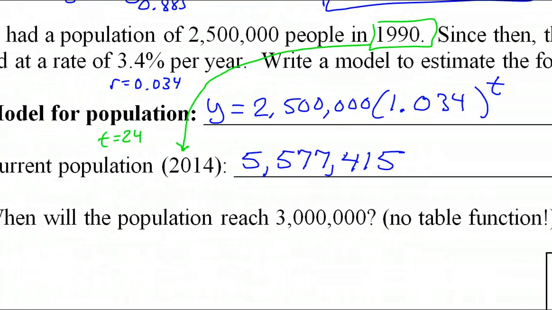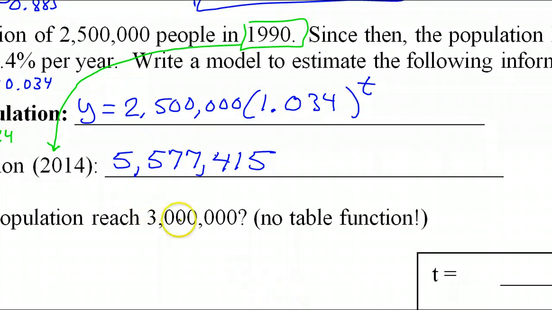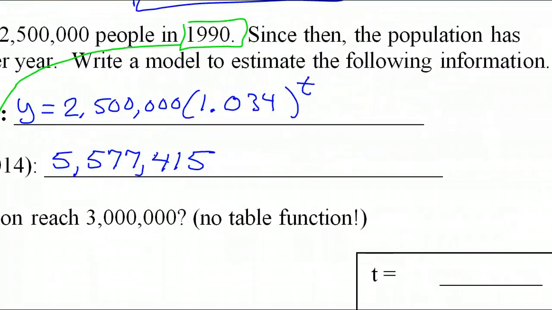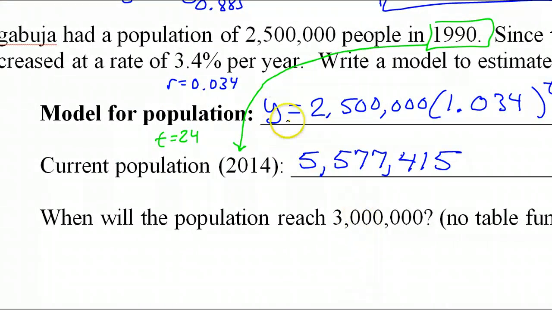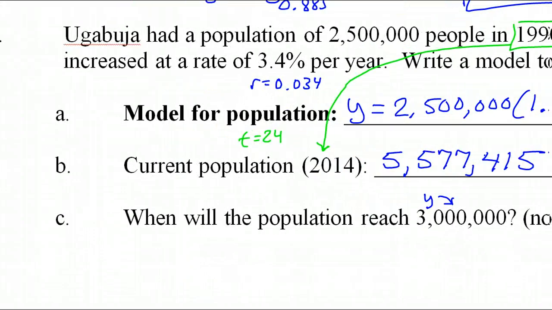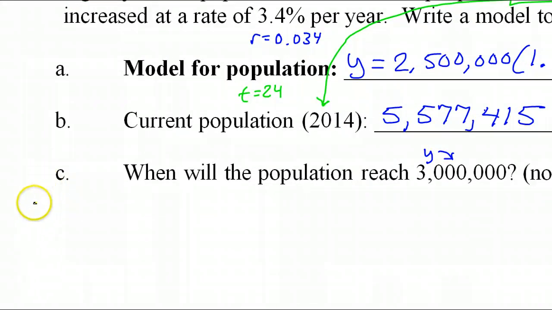Okay, when will the population reach 3,000? I mean, sorry, 3 million. Well, it says when will it, but we should say when did it, because it's already 5 million. Remember, you may not use the table function of your calculator. I need to see your work, and I want decimals. So, the 3 million, that's the eventual population. That's the y value. So we're going to plug that in. Let me leave myself as much space as I can.